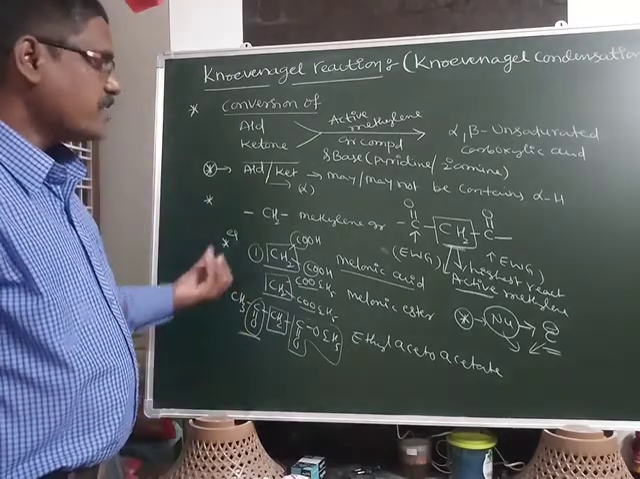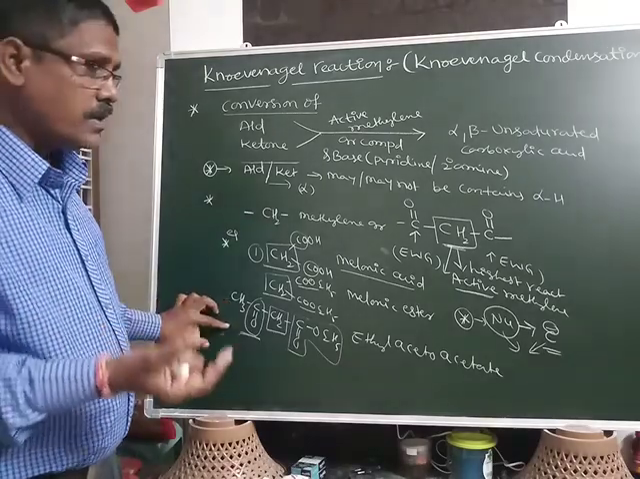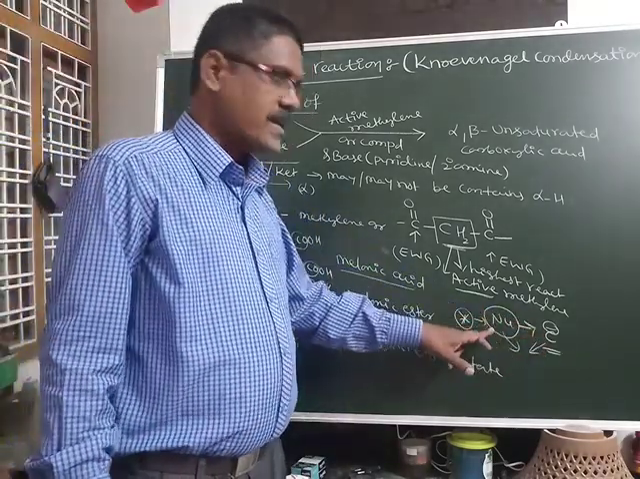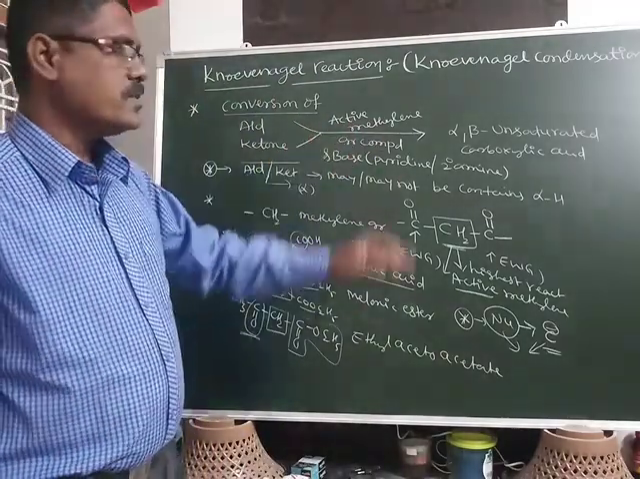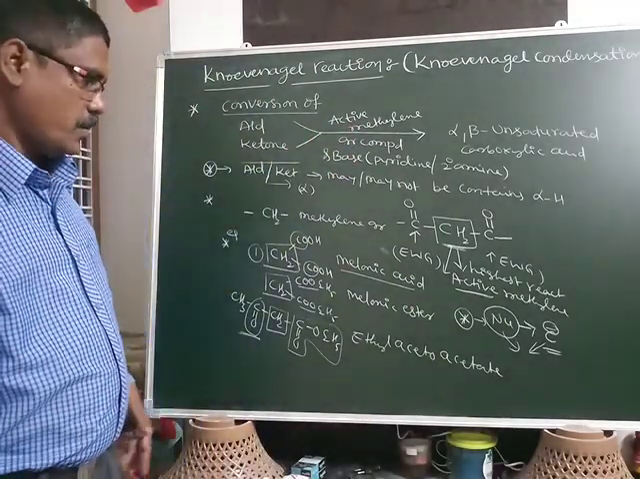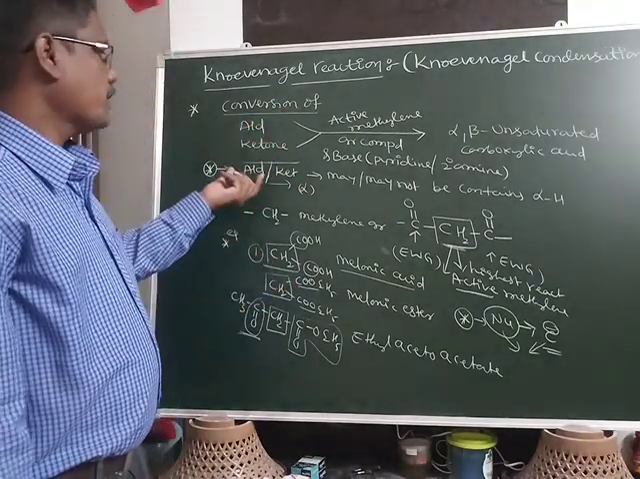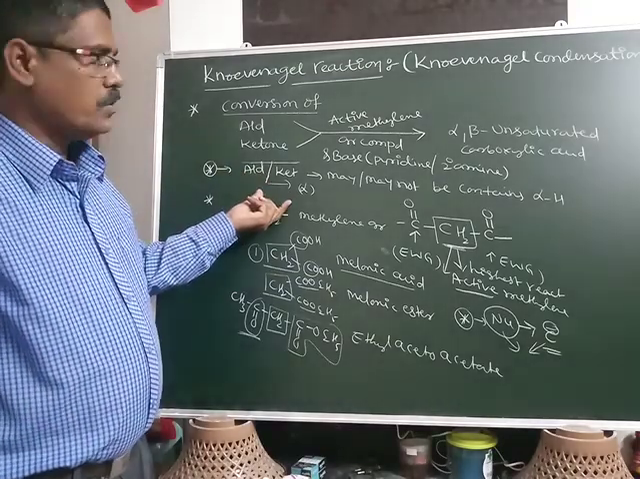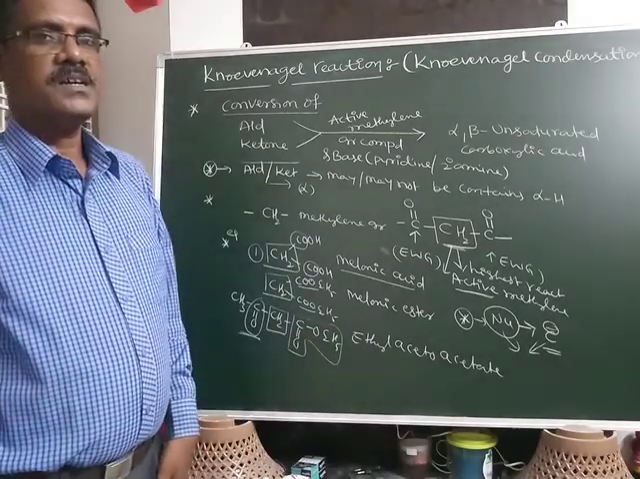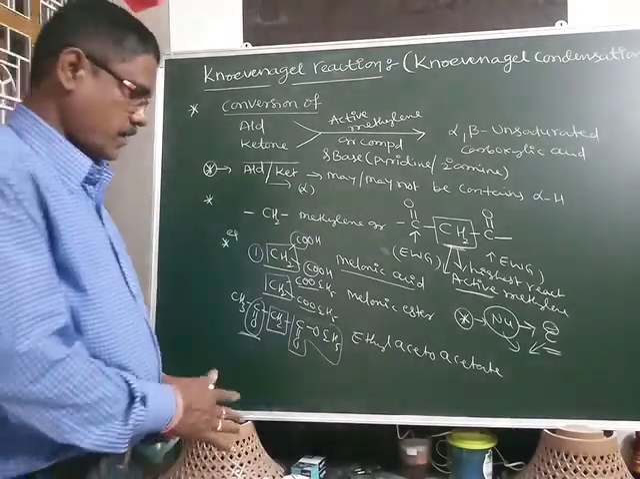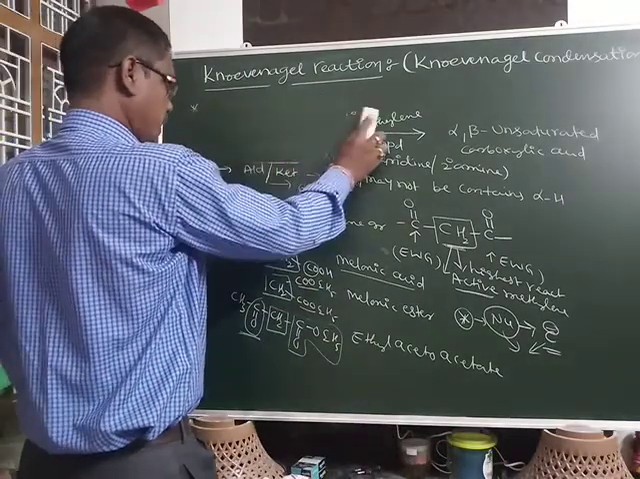In this reaction, active methylene group will produce a carbanion which acts as a nucleophile in the presence of base like pyridine or secondary amine. Now this carbanion adds to the aldehyde or ketone to form alpha beta unsaturated carboxylic acid as a final product. So this is the introduction about the Knoevenagel condensation.